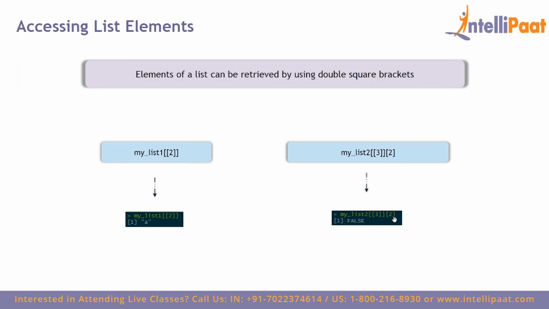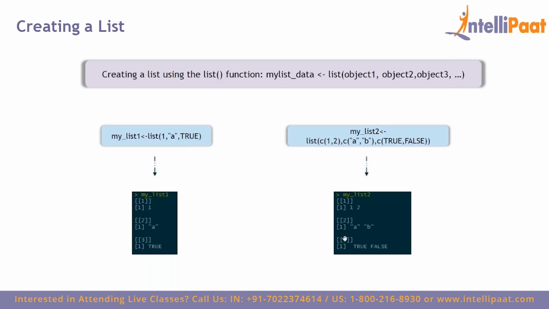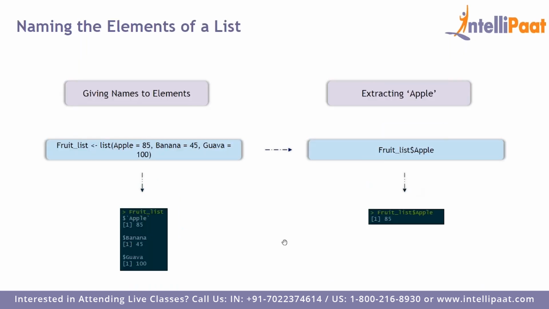So say I want the second element of the third element in the list. So I say mylist2 and then within double brackets 3 and then within single brackets 2. So this will give me false. So 3, and the second element is false, right? This will give me false. Okay, let us execute these.